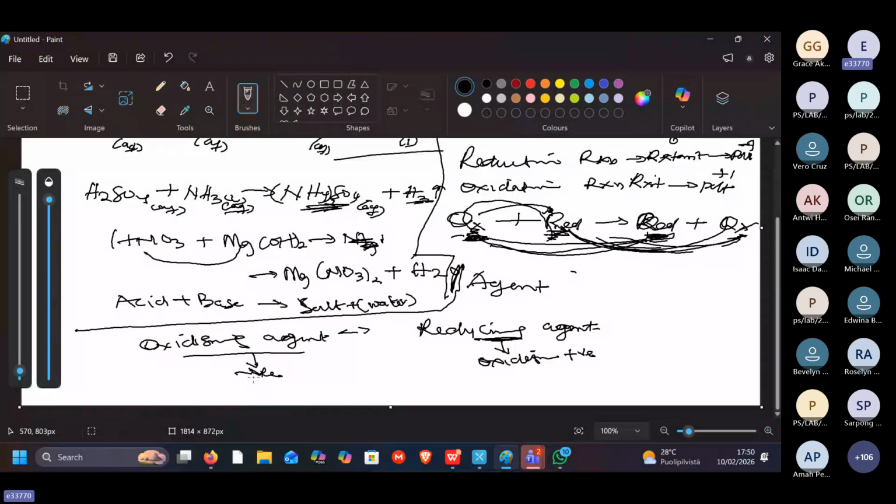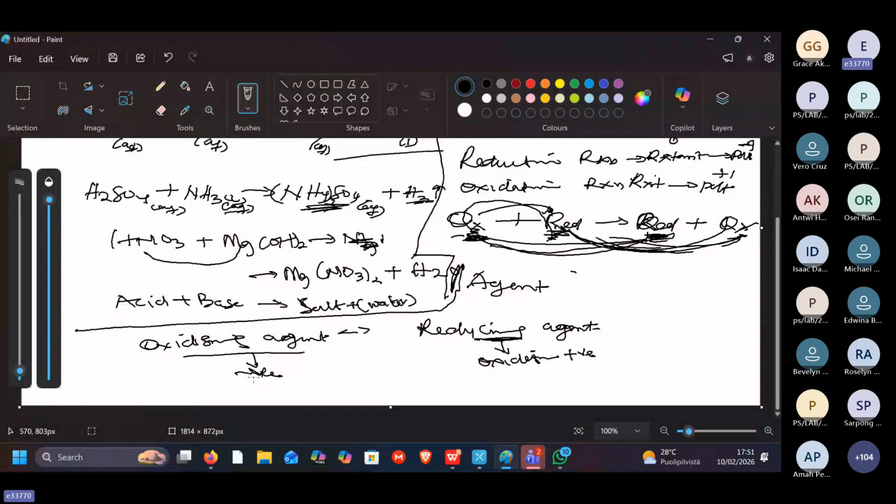So there's no confusion here. Sometimes people find it difficult identifying which one is the oxidizing agent and which one is the reducing agent. I don't think it's a problem. The oxidizing agent, in effect, will be going through reduction. But because it is causing the other species to go through oxidation, that's why we are calling it the oxidizing agent.